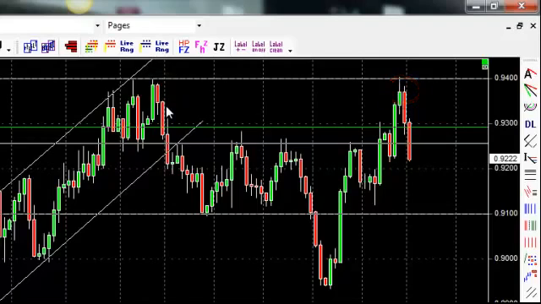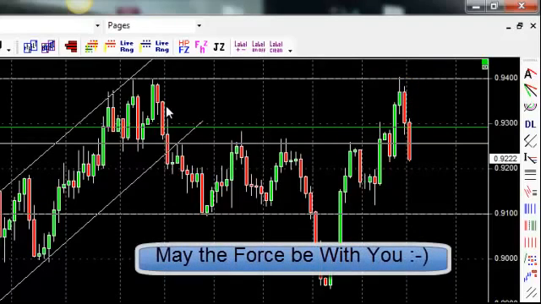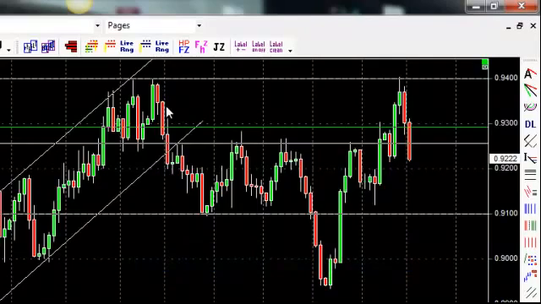All right, think about Star Wars. You've got the Jedis against the Sith, the good guys against the bad guys. Now this isn't good against bad, but you have buyers against sellers, the bears against the bulls. The bulls are the buyers, and the bears are the sellers. And what you have is constant buying and selling pressure.